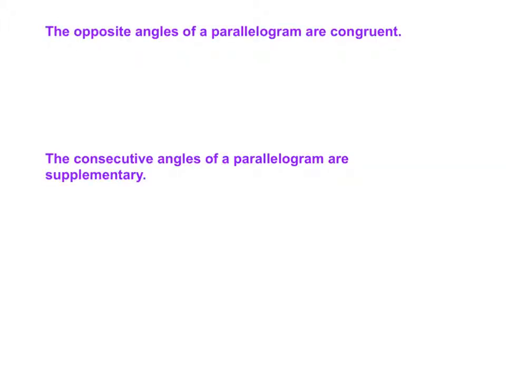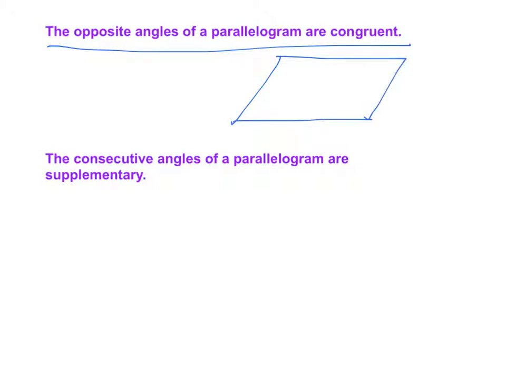So now we're going to start our list of conjectures. The opposite angles of a parallelogram are congruent. That's pretty clear. If we have these parallel sides, then with that is going to come congruent angles here and here, and then here and here. And then the consecutive angles of a parallelogram are supplementary.